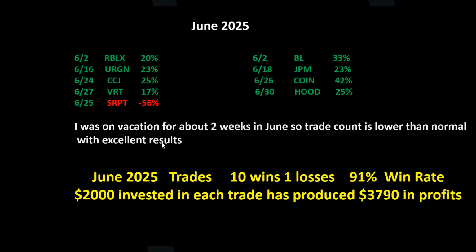Okay, so this is fairly current stuff. This was June. I had just 10 wins and 1 loss, 91% win rate. I was on vacation for a couple of weeks, so I didn't take a lot of trades. You notice we do have losses. It's Sarepta, but these are the kind of percentage gains you're going to see: 20, 25, 30, up to 40, 50%. That's generally speaking what the profits will be per trade.